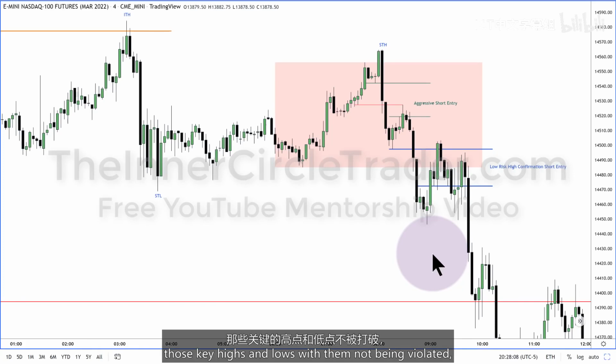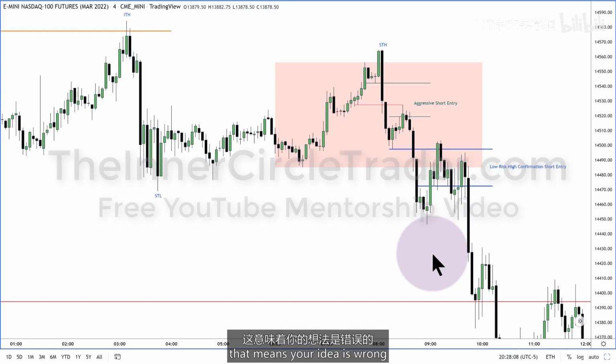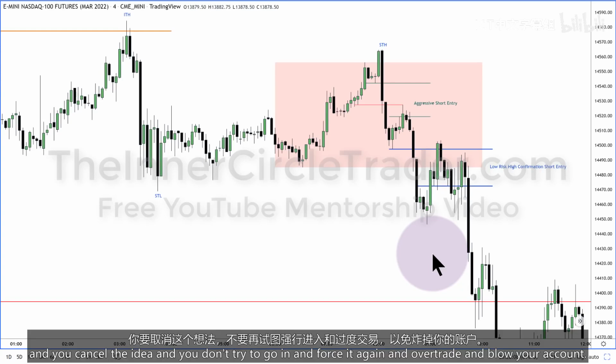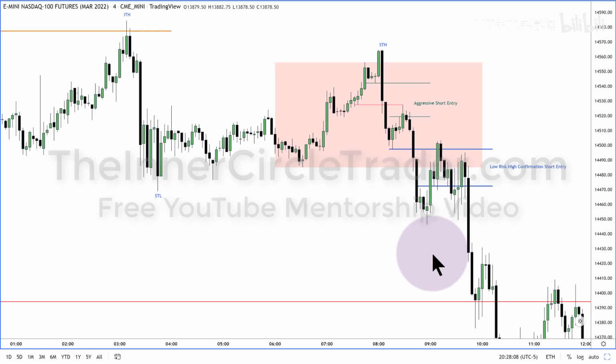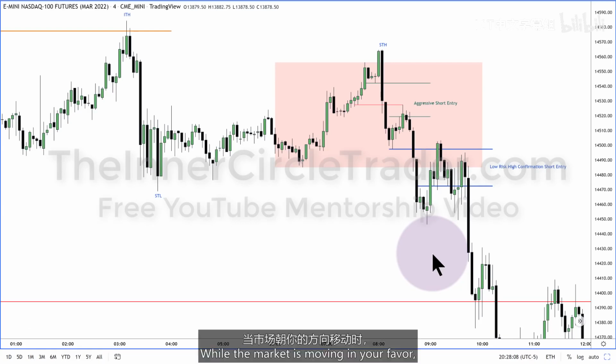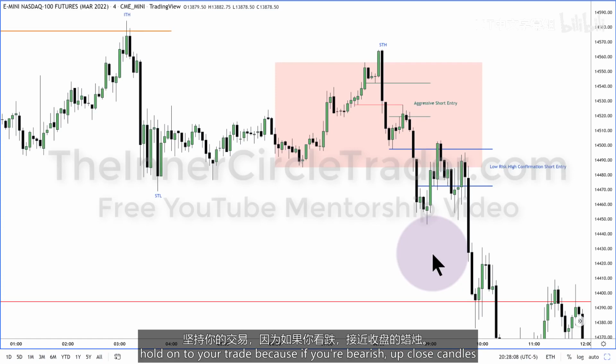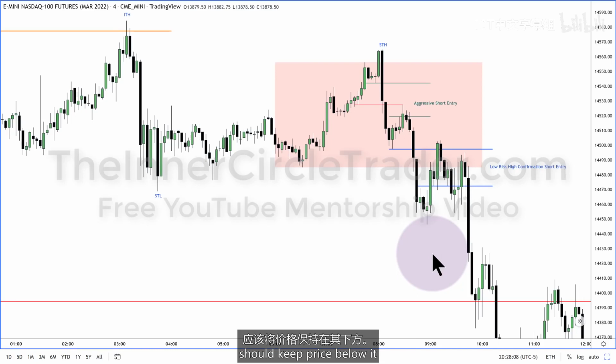If you combine that logic with market structure, the imbalance rebalance becomes intermediate term highs and lows, those key highs and lows, with them not being violated. If they are violated, that means your idea is wrong, and you cancel the idea and you don't try to go in and force it again and overtrade and blow your account. While the market is moving in your favor, you're going to continue to trust that move and hold on to your trade, because if you're bearish, up close candles should keep price below it, or them if it's multiple up close candles. They're speed bumps. They may come back up and touch them and act as a bearish order block. But you do not want to see them traded above if you're bearish.